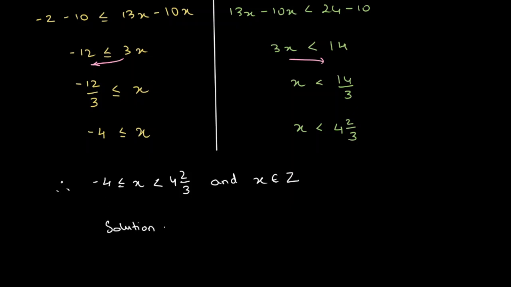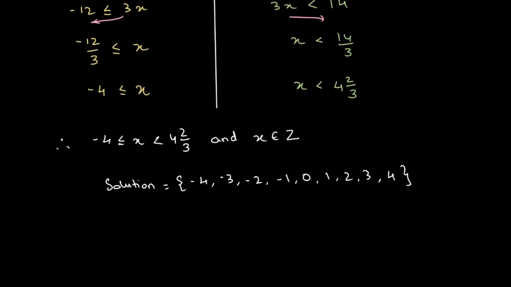Let's write down all our individual integer values. We are going minus 4 is less than or equal to, so since it's equal to, minus 4 has to be included. After that we have minus 3, minus 2, minus 1, 0, 1, 2, 3. It's less than 4, 2 upon 3. So an integer value less than 4, 2 upon 3 is 4. That's our solution here, minus 4 to 4. Integer values from minus 4 to 4.